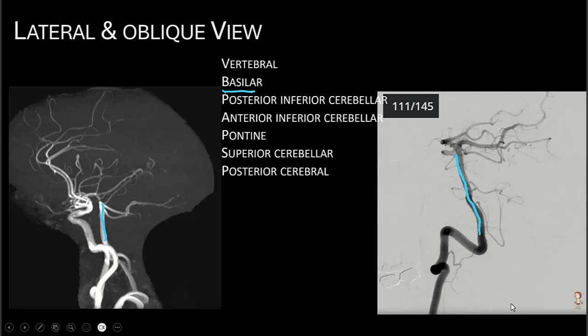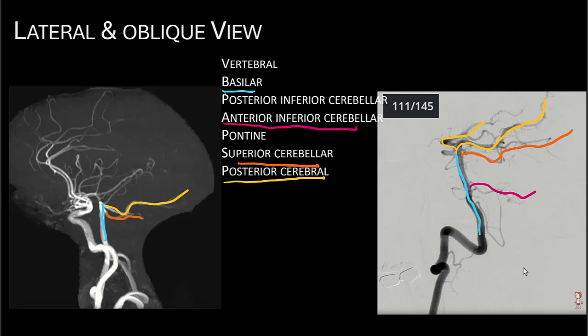So the standard angiogram here on the right is slightly oblique. We have our basilar coming up, then it moves out to the posterior cerebral going to the back of the brain. We can see this here is the superior cerebellar going to the top of the cerebellum. We have our anterior inferior cerebellar, also known as AICA. And then we have our posterior inferior cerebellar artery, or PICA.